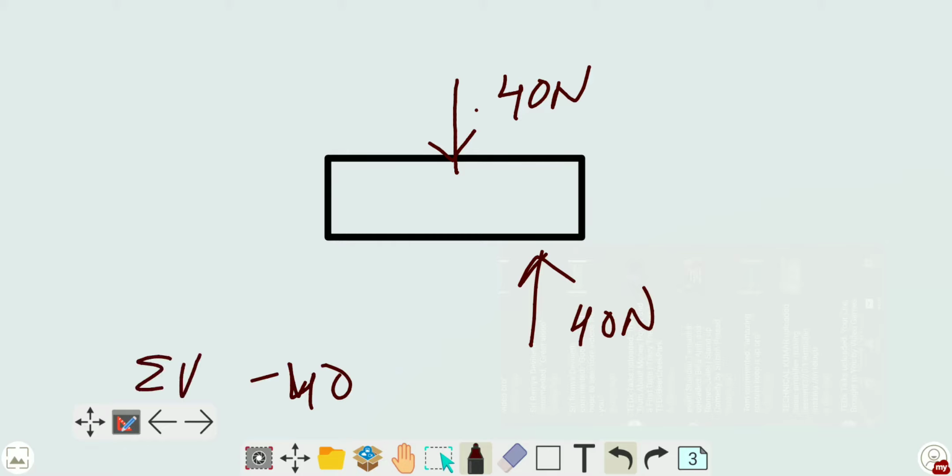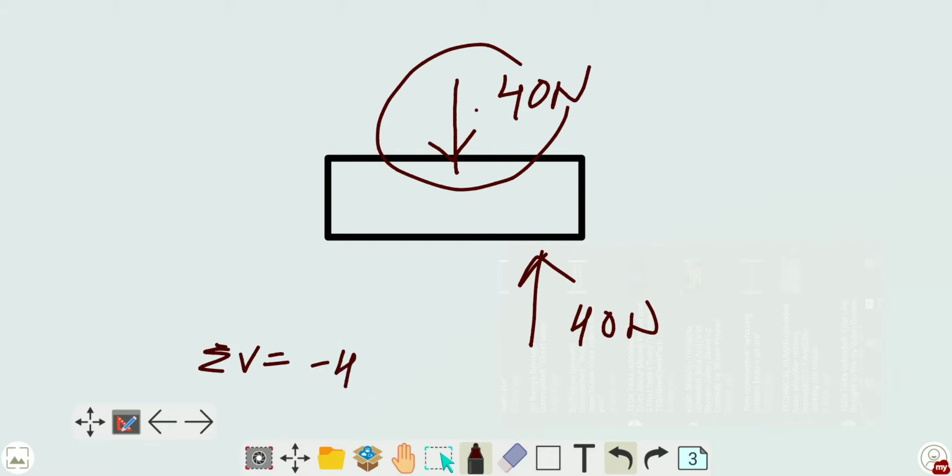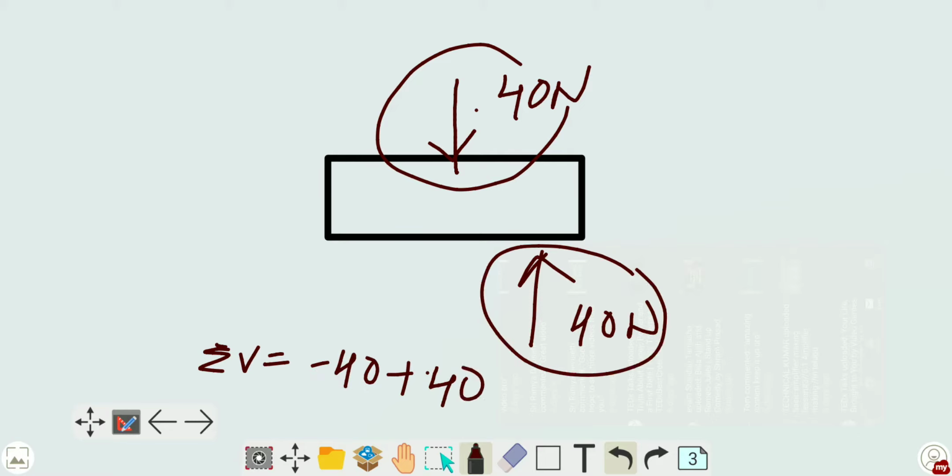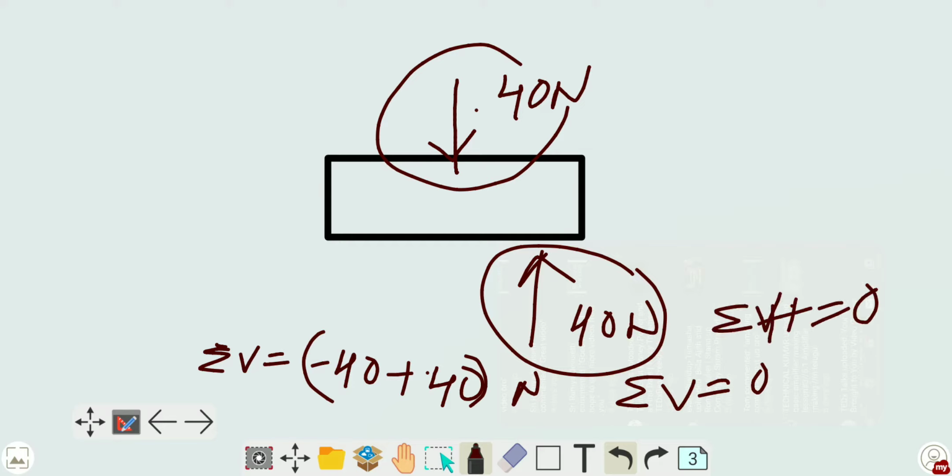Let us sum all the vertical forces, sigma V. The force which is coming down is taken as minus 40, plus the force which is going up, plus 40. So minus 40 plus 40 finally comes out to be 0, so sigma V equals 0. Since only vertical forces are acting, there is no possibility of any horizontal forces, so sigma H is also 0.